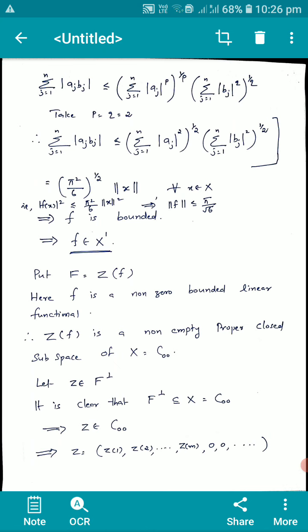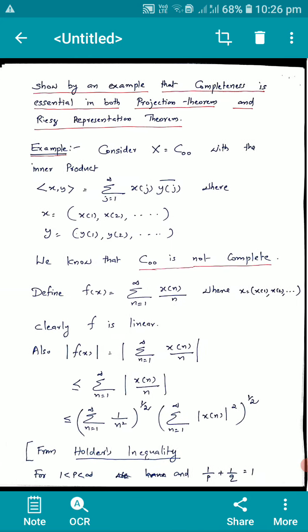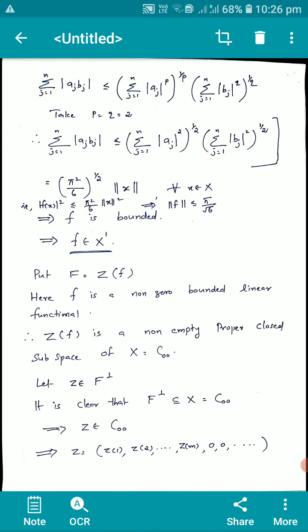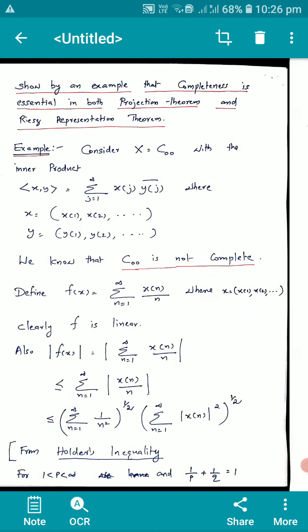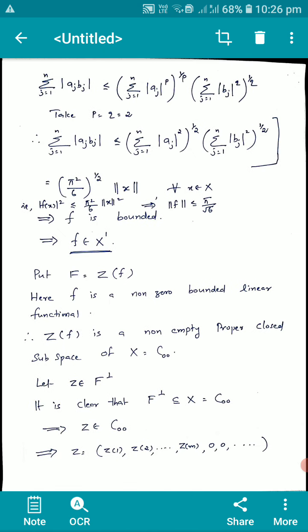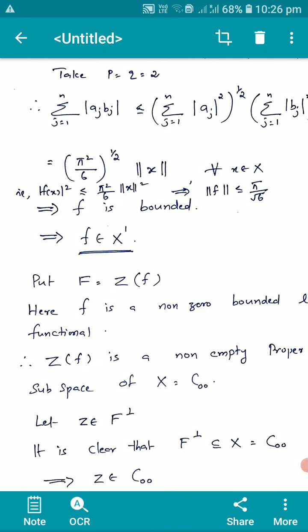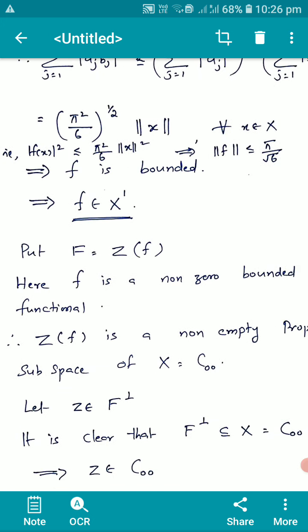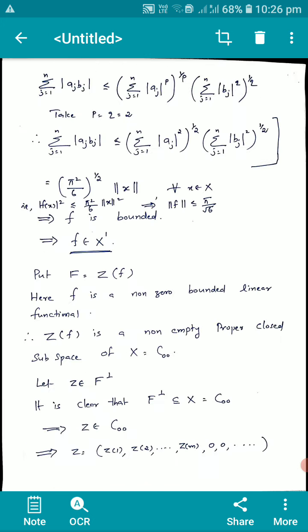And what about the first part? That is sigma n equal to 1 to infinity 1 by n square, raised to 1 by 2. Sigma n equal to 1 to infinity 1 by n square is an infinite series, and the sum of its value is pi square by 6, raised to half. And the other part is nothing but norm x, for all x in X. That is, modulus of f(x) square is less than or equal to pi square by 6 into norm x square, which implies norm f is less than or equal to pi by root 6. That is, f is bounded, or f is an element of X dash.